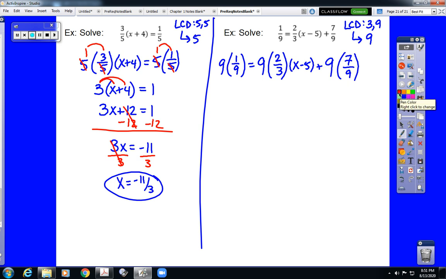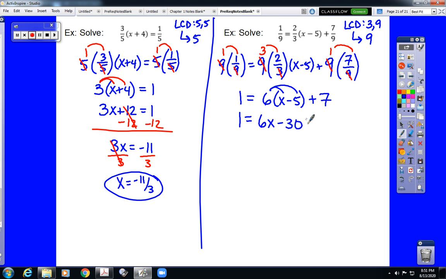Cancel. Divide the 9s. 9 divided by 9 is 1. 9 divided by 3 is 3. 9 divided by 9 is 1. Multiply. Giving us the expression 1 equals 6 times x minus 5 plus 7. Distribute the 6. Gives us 6x minus 30 plus 7. Combine like terms. Gives us 6x minus 23.